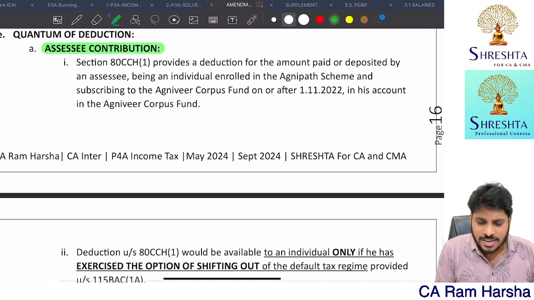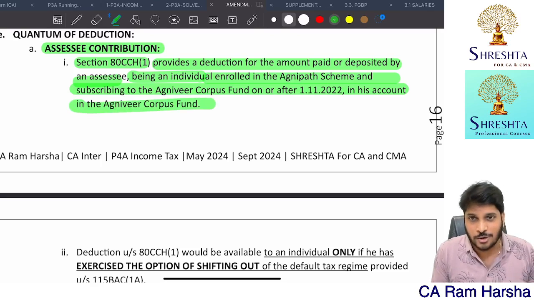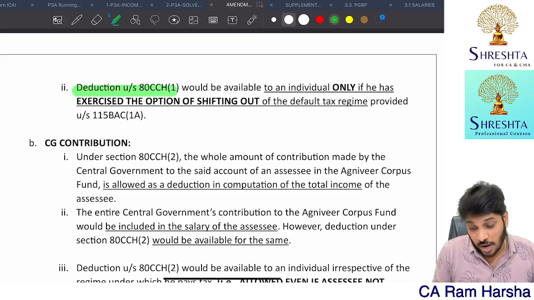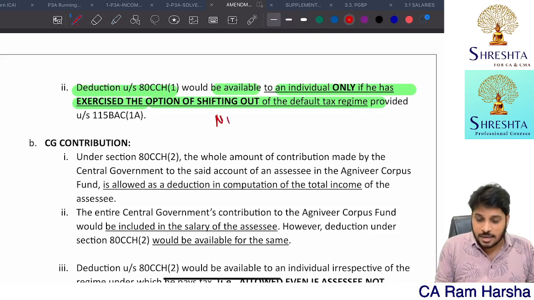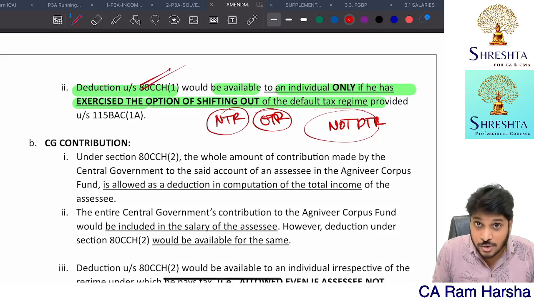Quantum of deduction for SSC contribution. SSC means what? Agniveer. Under 80CCH subsection 1, it gives a deduction for the amount paid or deposited by an SSC, who is an individual enrolled in the Agnipath scheme on or after 2022. Of course, only after you enroll, you deposit. Deduction under 80CCH1 will be available only if you exercise the option of shifting out, of coming out of the default tax regime. Means you are declaring under the optional tax regime, not under the default tax regime. Then only will you get subsection 1.